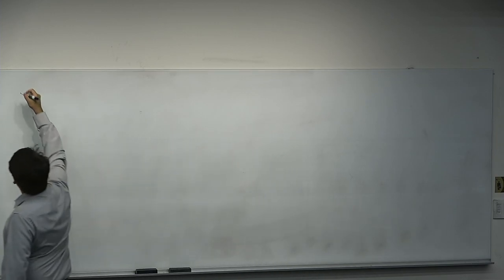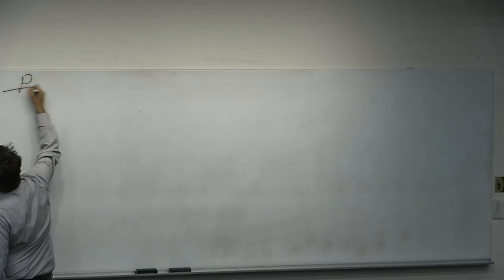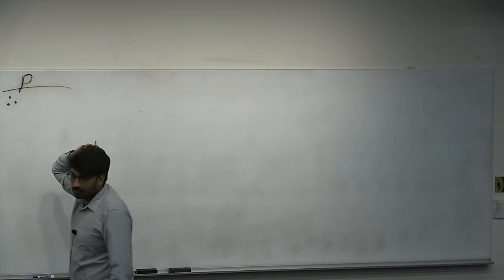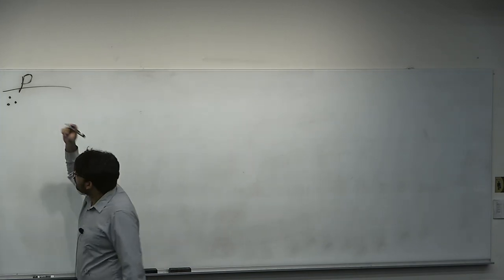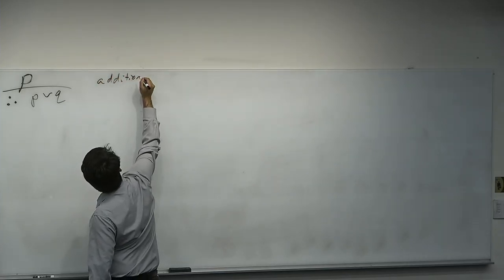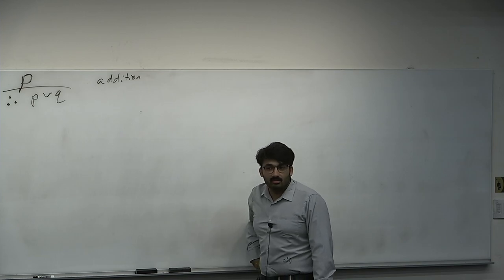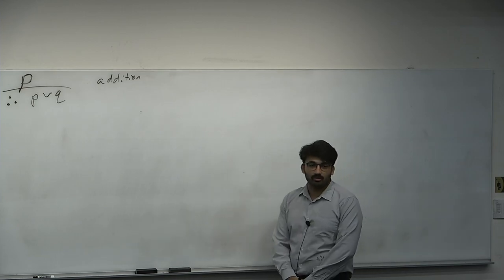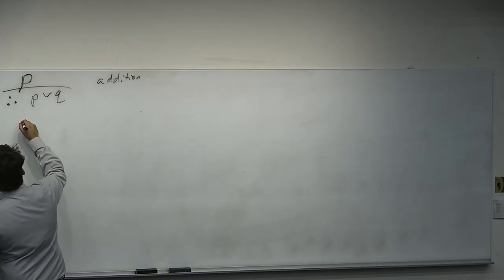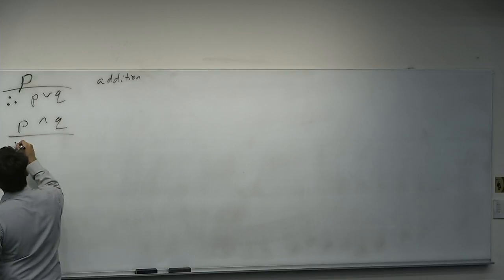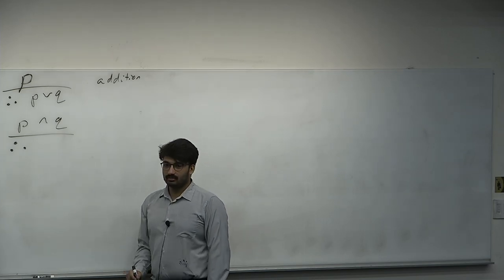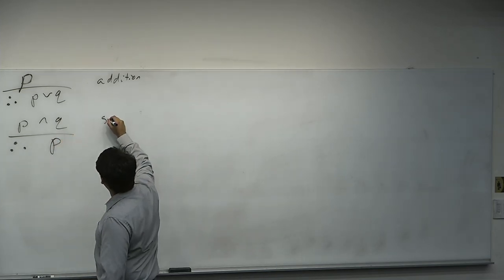All right. You're not going to believe this. P, therefore, P or Q. This is called addition. Why you would need this, it's not obvious. But if P is true, certainly P or Q is true. You agree? P and Q, therefore, what? Simpler than that. P. This is called simplification.